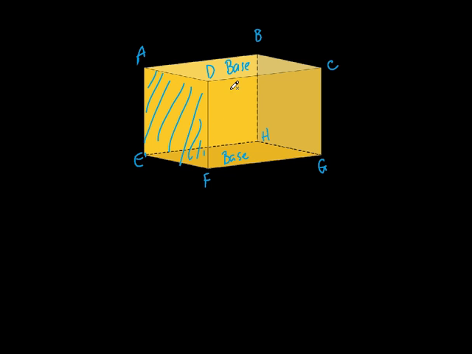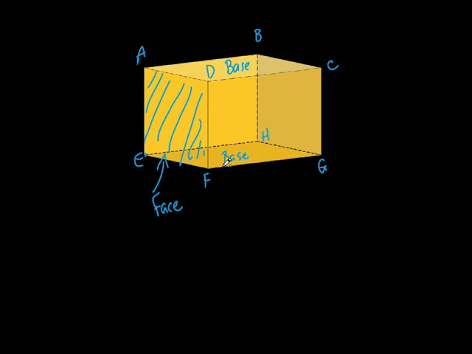So this would be a face. This right here, D, C, G, F would be a face. This side over here, this right side where you can kind of see through it, B, C, G, H. Then you got the back of it, A, B, H, E. So those would be the faces of that thing.